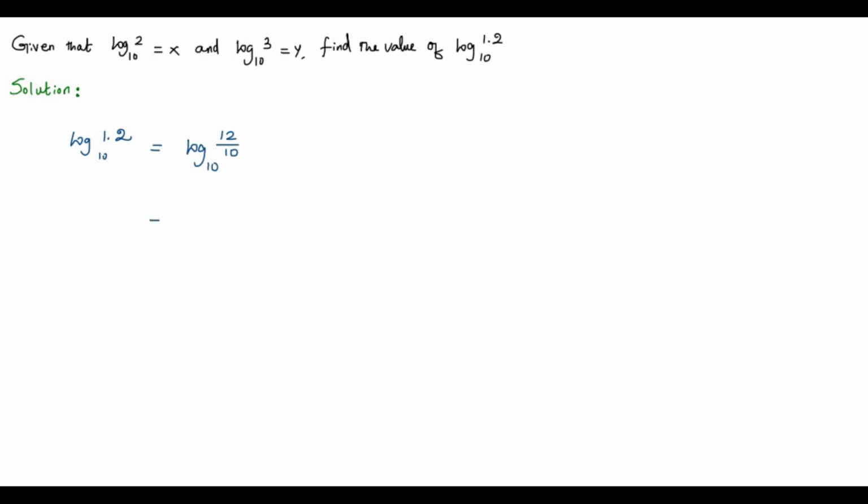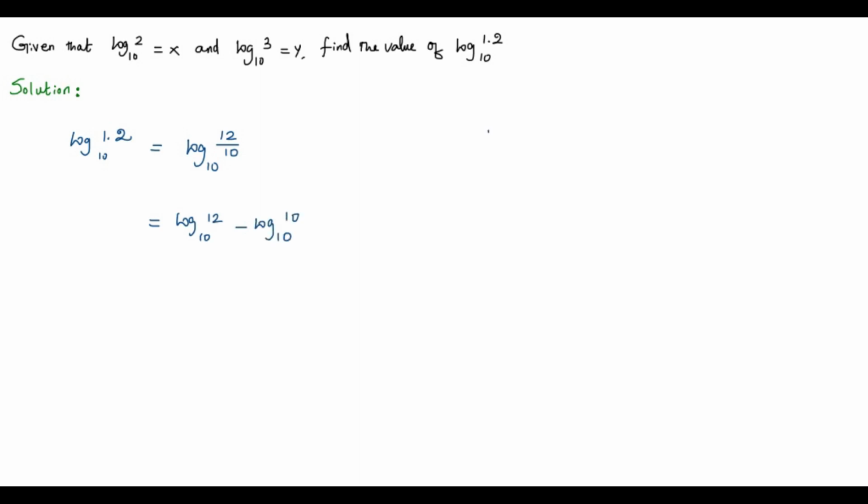Here two numbers are in division, so we can use the second fundamental law of logarithm. In the argument, if two numbers are in division, we can take the logarithm separately for each number, that is for numerator and denominator, and we have to subtract them. So we get log 12 to the base 10 minus log 10 to the base 10.